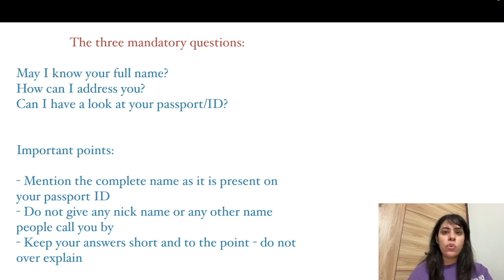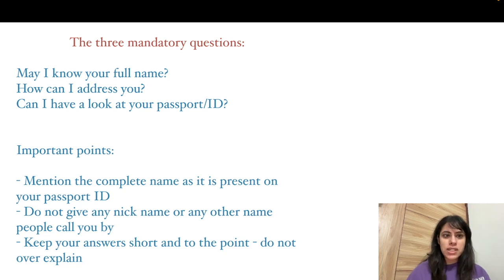So now let's understand how you need to introduce yourself and when is the right time to do that. When I talk to different students and I tell them about the speaking module, they have a common doubt: how does the test start? Do you have to greet the examiner? Does the examiner greet you? How is it going to be? So I'll tell you what happens right in the beginning. There are going to be three mandatory questions which you have to answer.